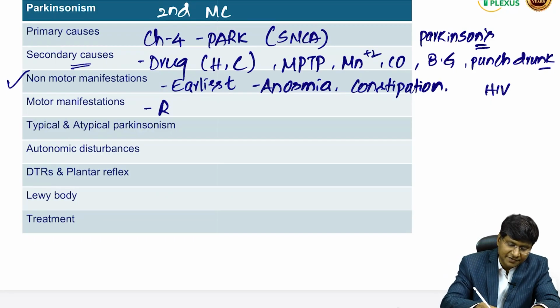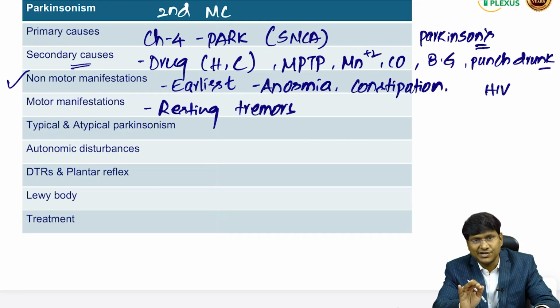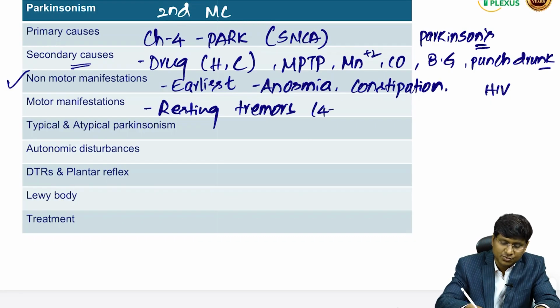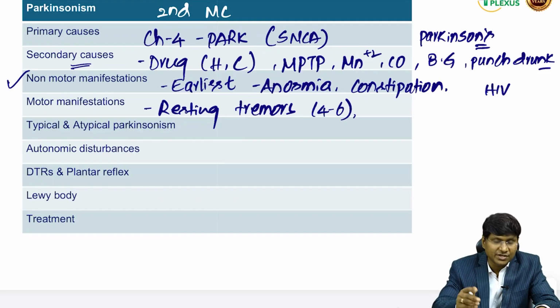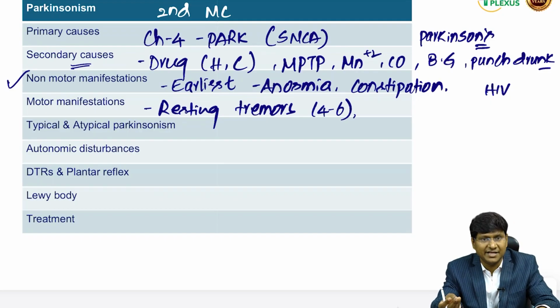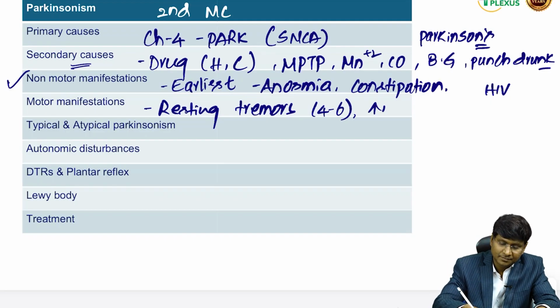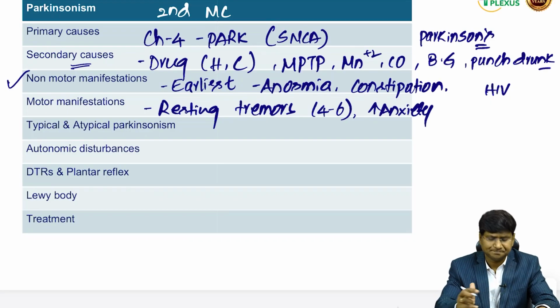And the earliest motor manifestation is the development of resting tremors, and these resting tremors are usually of the frequency 4 to 6 hertz. And these resting tremors are usually asymmetric in nature. They are pill rolling in nature, pill rolling tremors. And these resting tremors worsen with anxiety and they disappear with sleep.